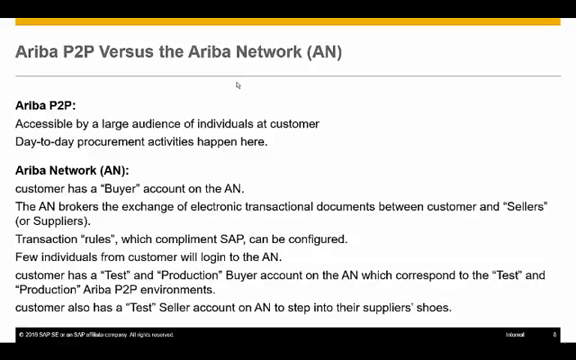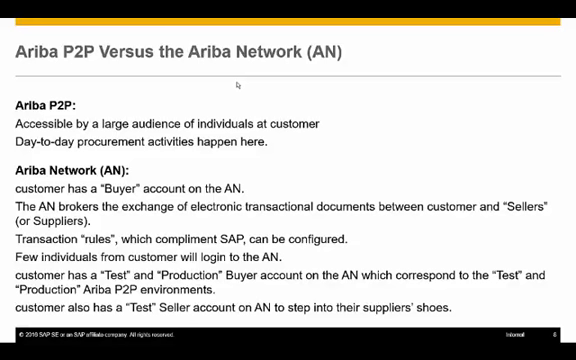So I initially mentioned that when you purchase a P2P solution, you get an account on the Ariba network. So let's try to understand at a high level how P2P is different from your Ariba network. Ariba P2P is a solution that is going to be accessed by a large audience of enterprise users on your end. This is the tool where your day-to-day procurement activities are going to be conducted. Ariba network, on the other hand, is a network of buyers and sellers. So you as a customer, since you have purchased P2P, will have a buyer account on the Ariba network, meaning you could send out purchase orders to suppliers to which the suppliers would react.